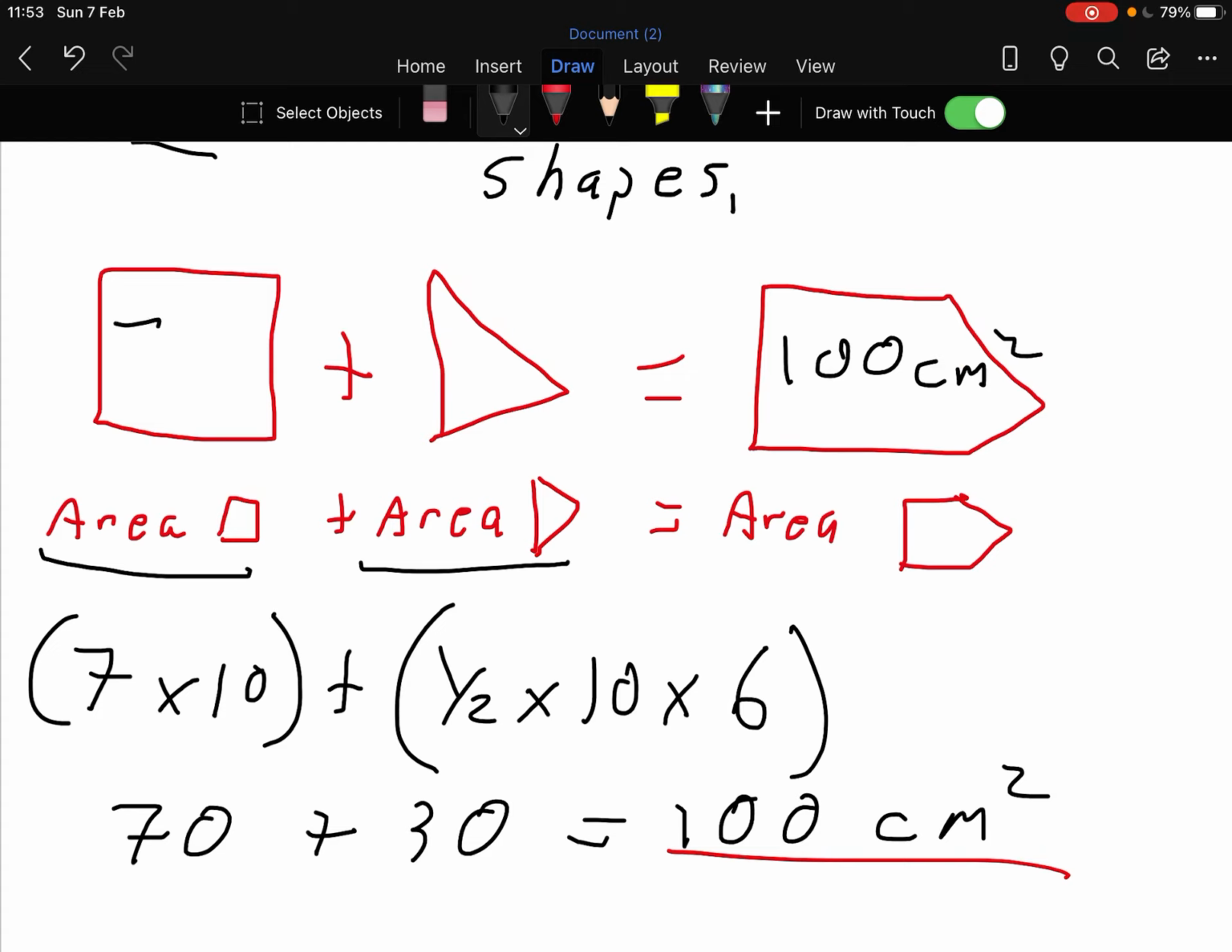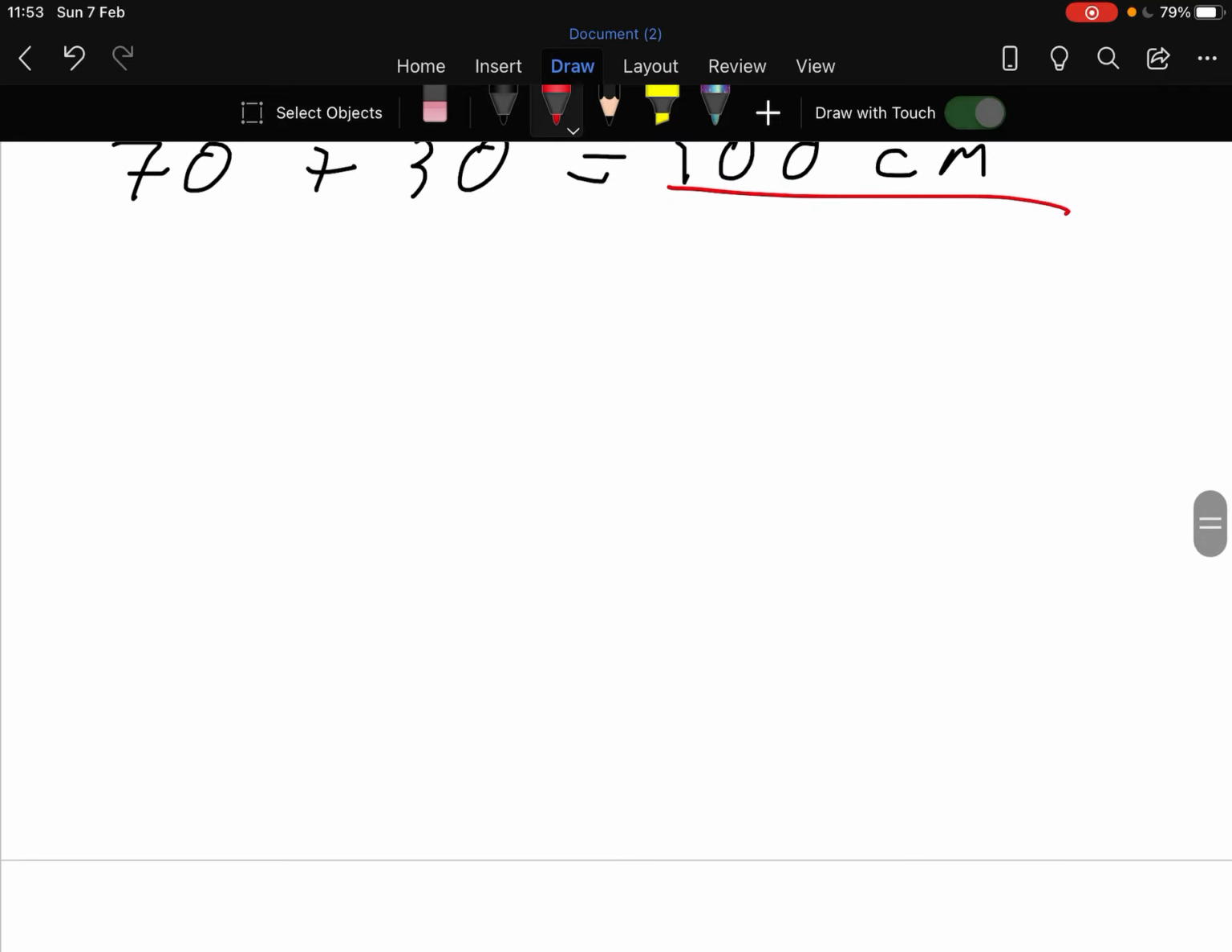You see? Because this is 70 centimeters squared. This is 30 centimeters squared. So 70 plus 30 equals 100. That's all you do. Break your object out into the two different shapes or more. Some later questions could have more than one shape, and solve it. Okay? All right. So we'll have a look at question 2.